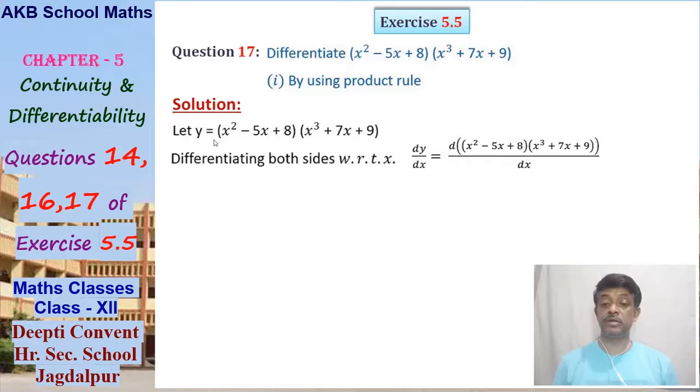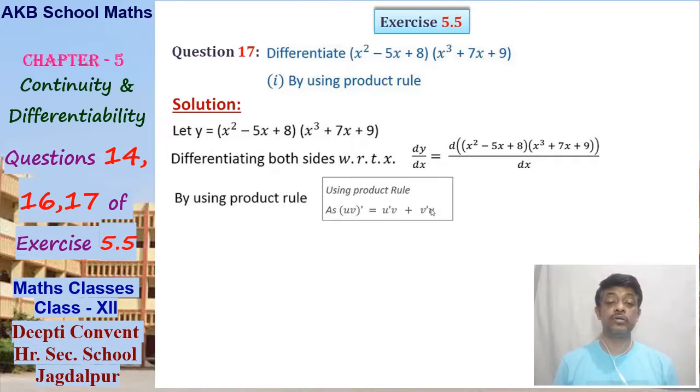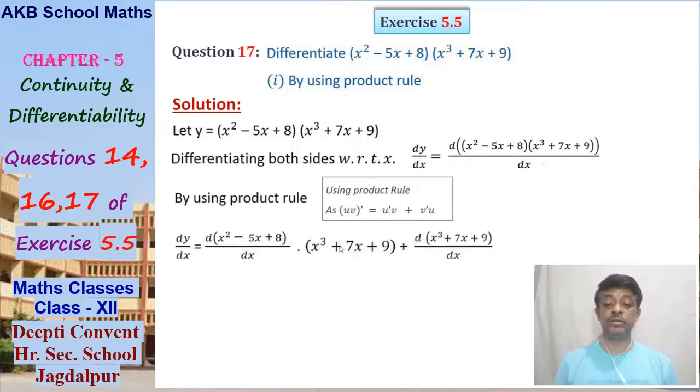So dy by dx is on the left-hand side, and on the right-hand side dy by dx of this product of two functions. Now using the product rule, (uv)' = u'v + v'u, here u equals this, v equals this. We can say dy by dx equals d by dx of u times v plus du by dx into dv by dx into u. Okay, now differentiate it term by term.